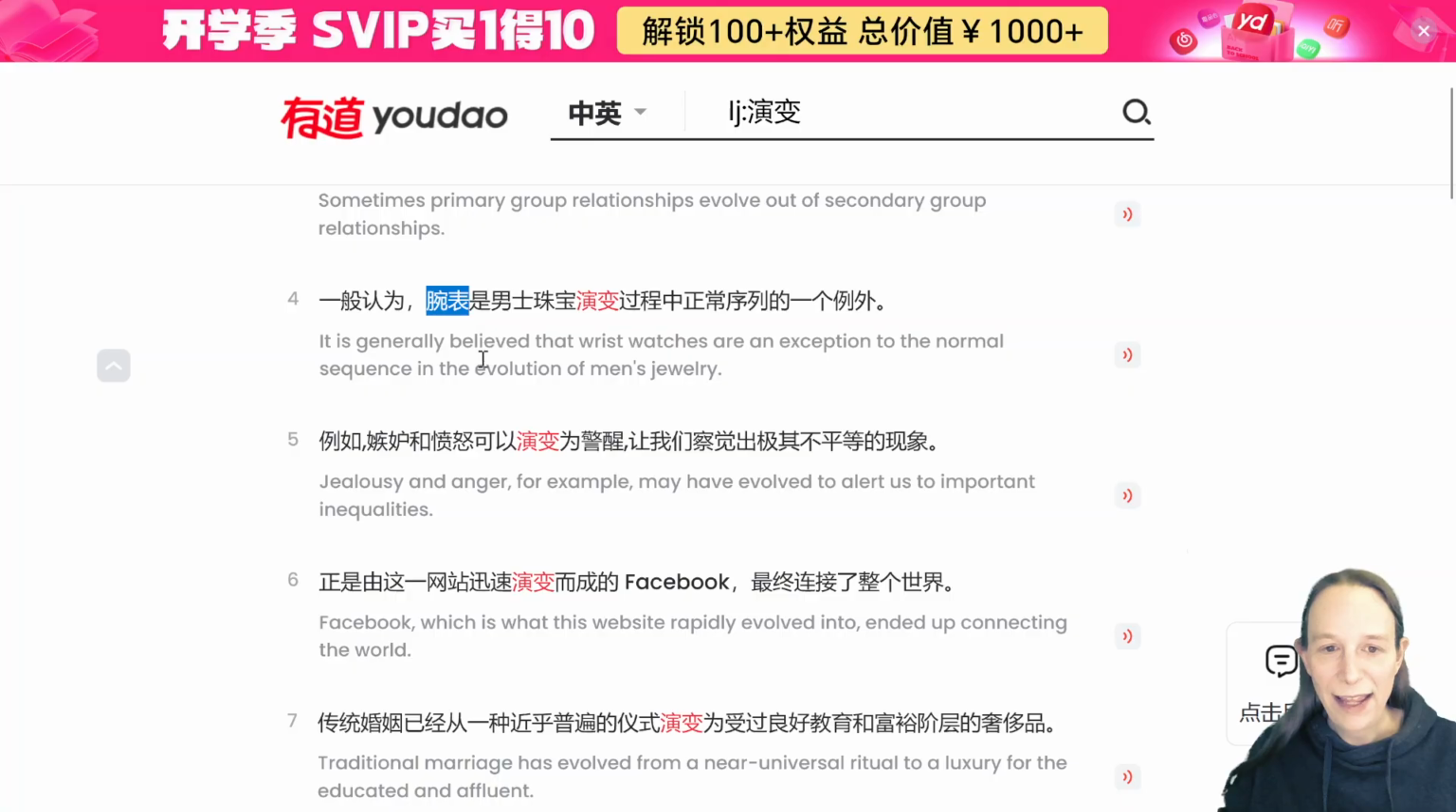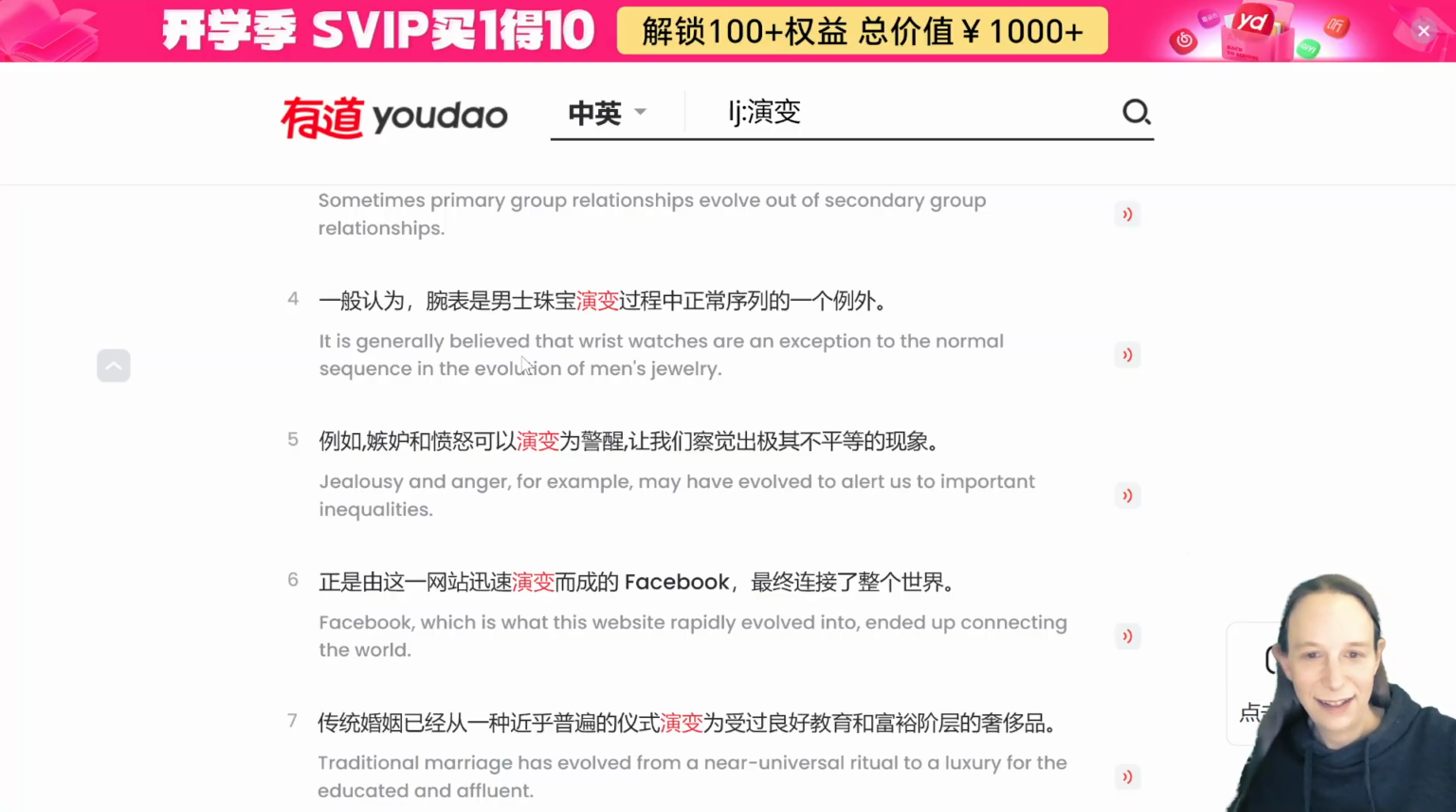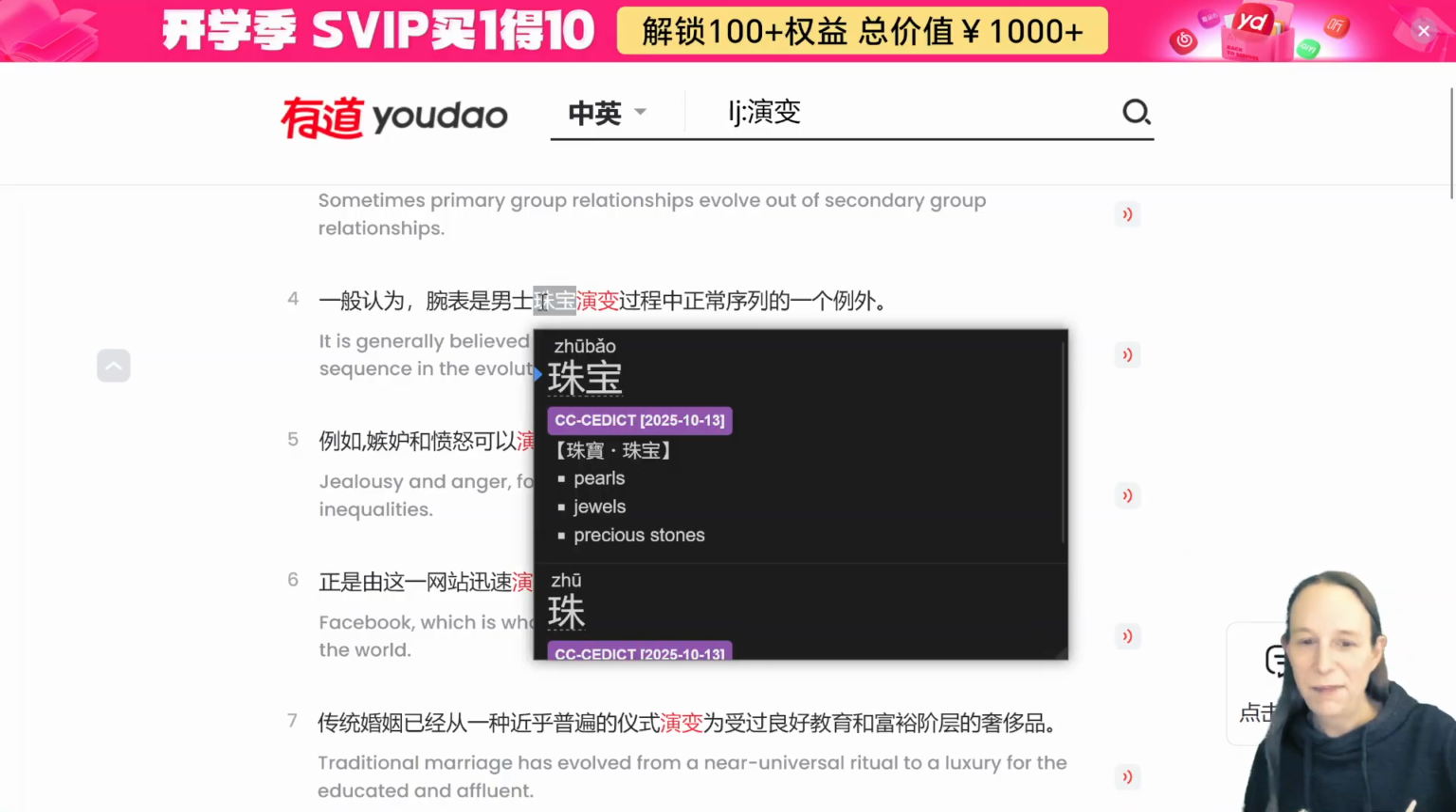一般认为，腕表. This is wrist, right? 腕表 wristwatch. The 男士, oh, is this like 男士珠宝, so male treasure. 演变过程中正常序列的一个例外. What? Oh, okay. So 珠宝 here pertains to jewelry. 首饰. But maybe 首饰 is a little bit too girly for men's jewelry. All right.